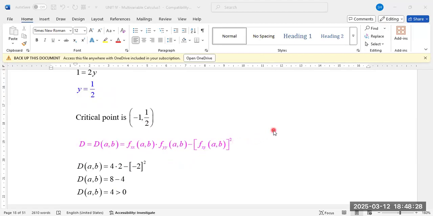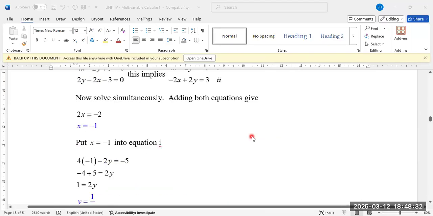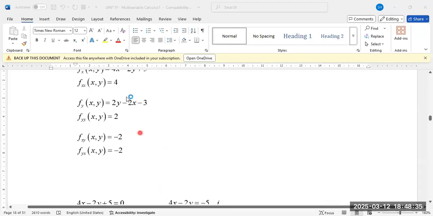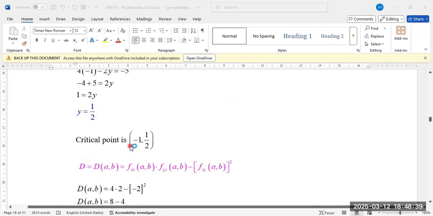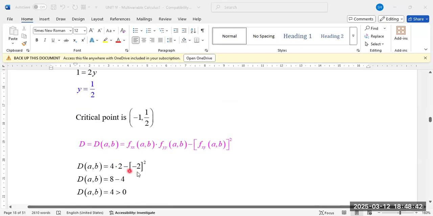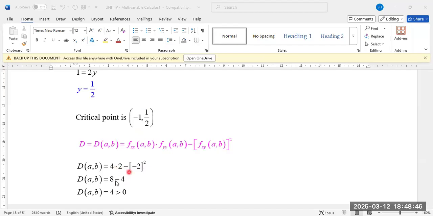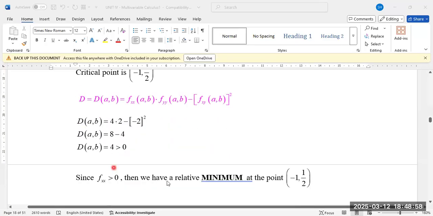Now for the test: f of x times f of y minus f of xy all squared. f of x was 4, f of y is 2, f of xy is negative 2. So it's going to be 4 times 2 minus negative 2 squared. Negative 2 squared is 4, and 4 times 2 is 8. 8 minus 4 is equal to 4. Since that is greater than 0, it means it's positive. So I look at the value of f of x, which is also positive, so I'm going to get a relative minimum. And that's it for that one.